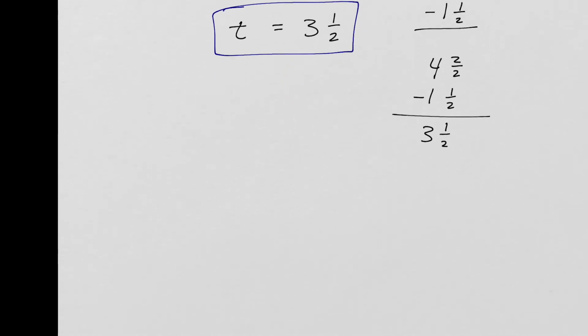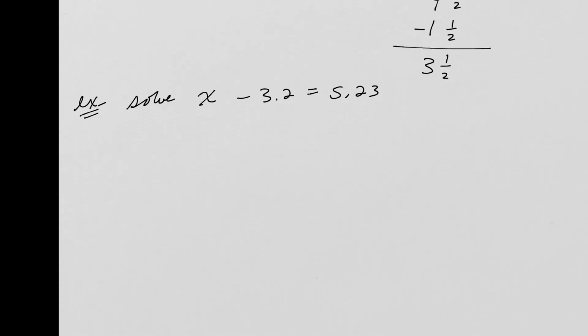Okay, here's another example. Let's say I'm going to solve x minus 3.2 is equal to 5.23. Okay, so I'll write it down again here. Since I'm subtracting 3.2 from the variable x, and I want to get rid of the, think of it as negative 3.2, I need to add 3.2 to both sides. Right? That'll give me a 0 there. So x plus 0 is just x. So I isolate the x.